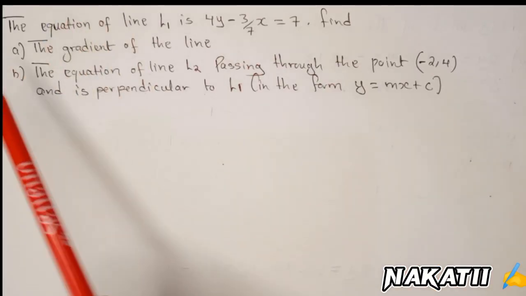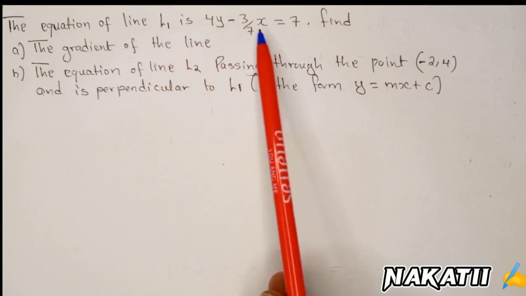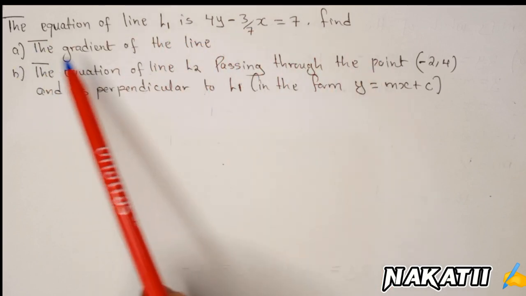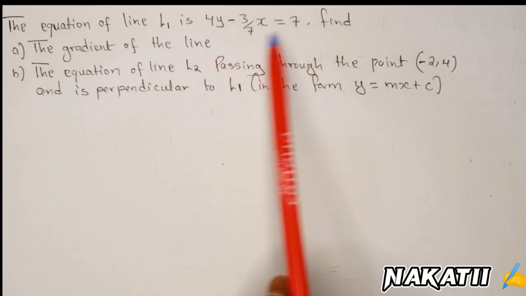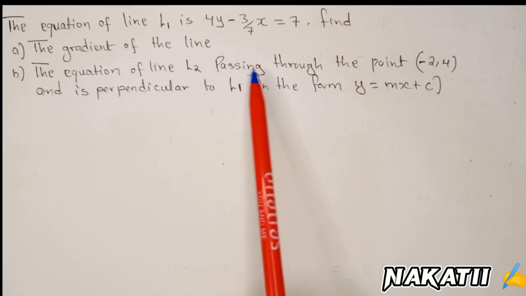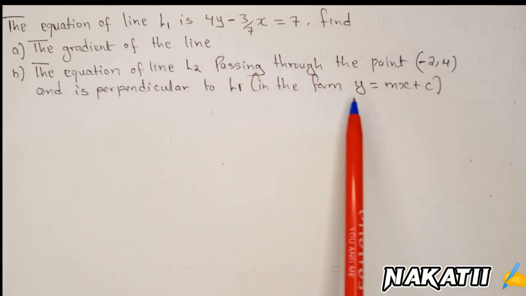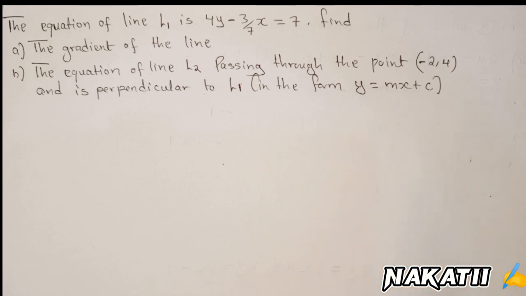So we have been told the equation of a line L1 is 4y minus 3 over 7x is equal to 7. Find the gradient of this line. Part B of the question: the equation of the line L2 passing through this point and is perpendicular to L1, in the form of y is equal to mx plus c.